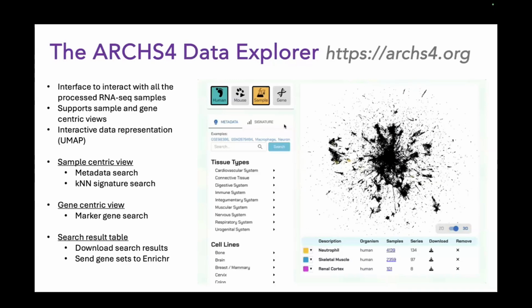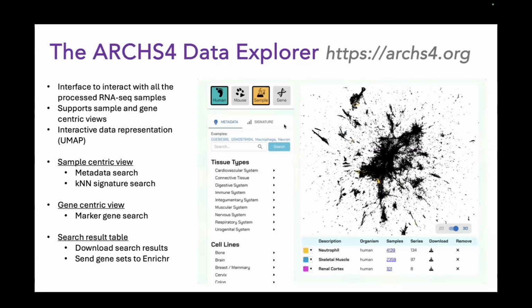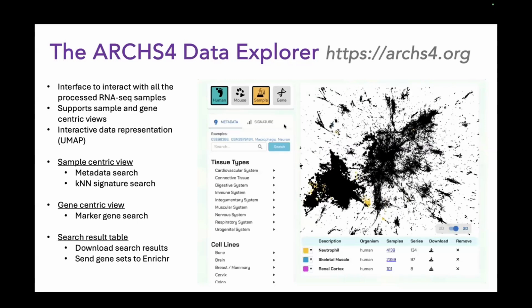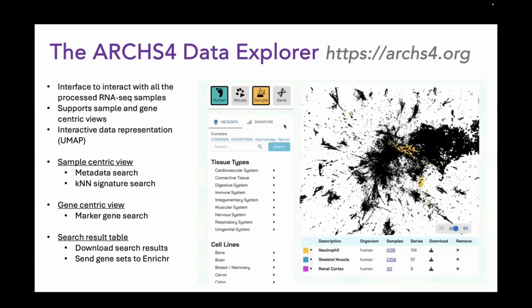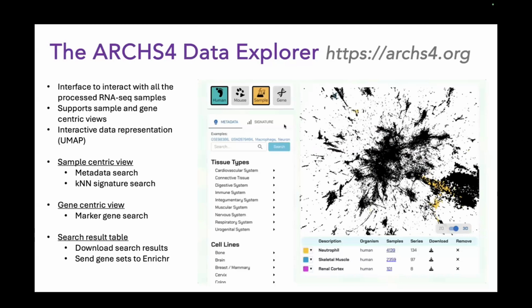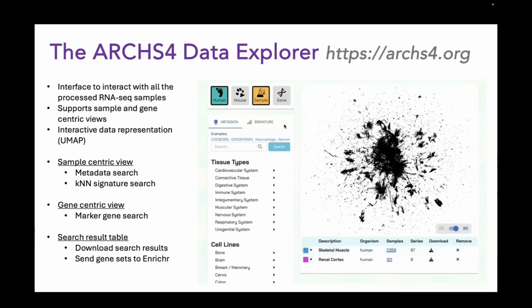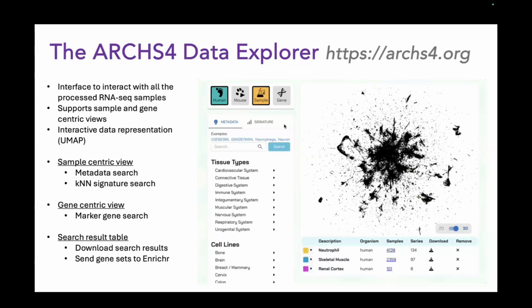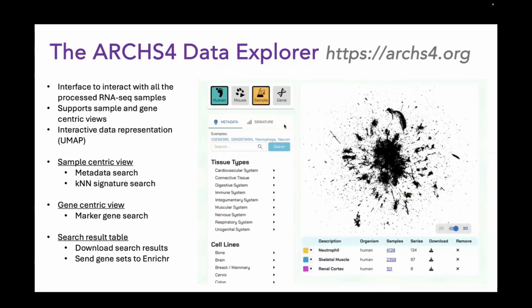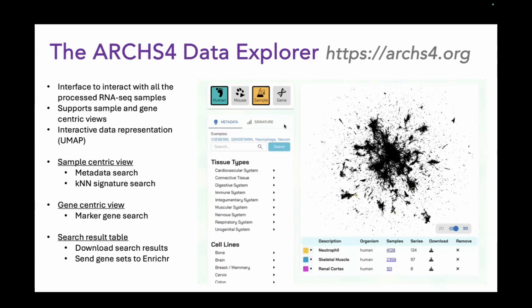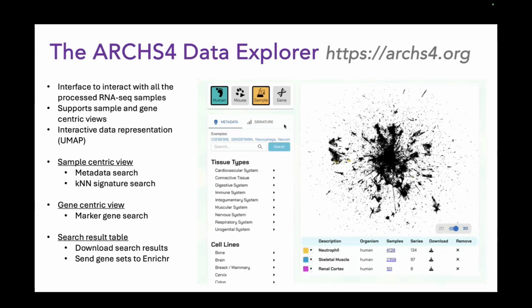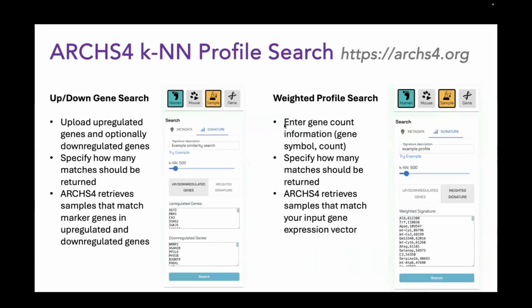And what you can do here in the sample-centric view is you can search for tissue types, and then they will be highlighted in the plot. And this is in this result table you see on the bottom. Now you can download: if you click on one of these download links, after a little bit of loading, it will download a zipped file with the gene expression in it. So that was previously not possible.